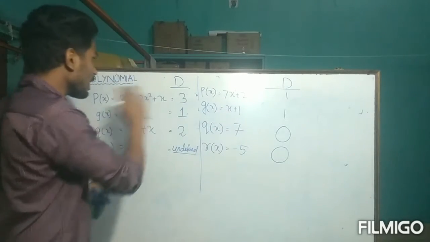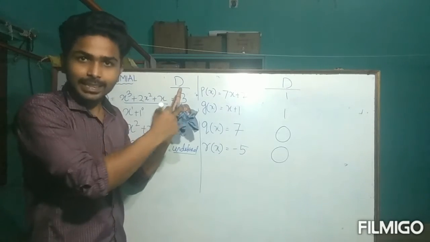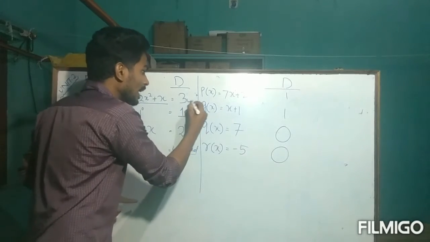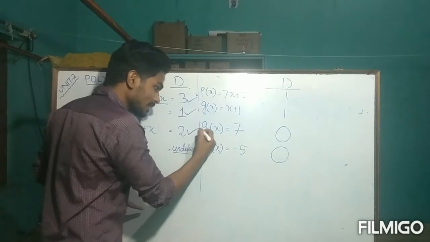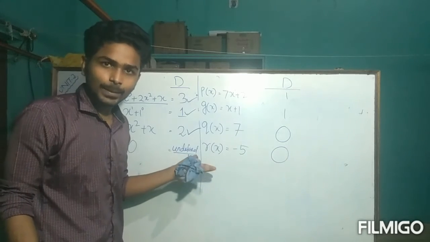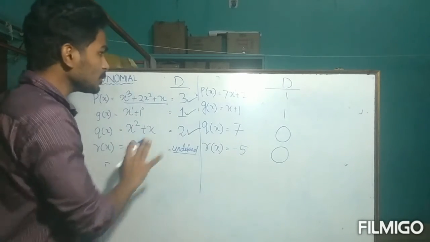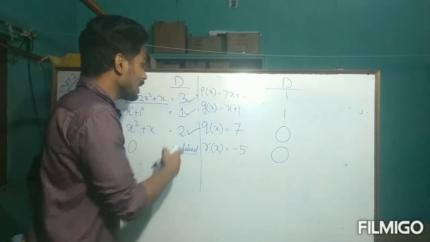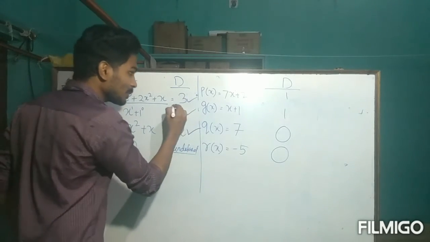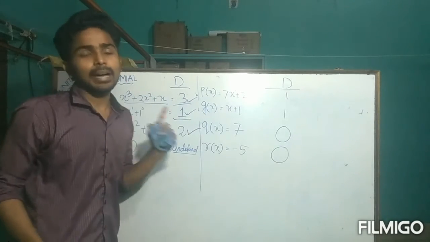Now let us compare these two cases. In the first case, this is the dividend and the degree of the dividend is 3. The degree of the divisor is 1, the degree of the quotient is 2, and the degree of the remainder is 0, that means undefined. Undefined means it doesn't have any value. So finally we see that 3 is greater than 1, and 3 is also greater than 2. So the conclusion is that the degree of the dividend is always greater than the degree of the divisor.